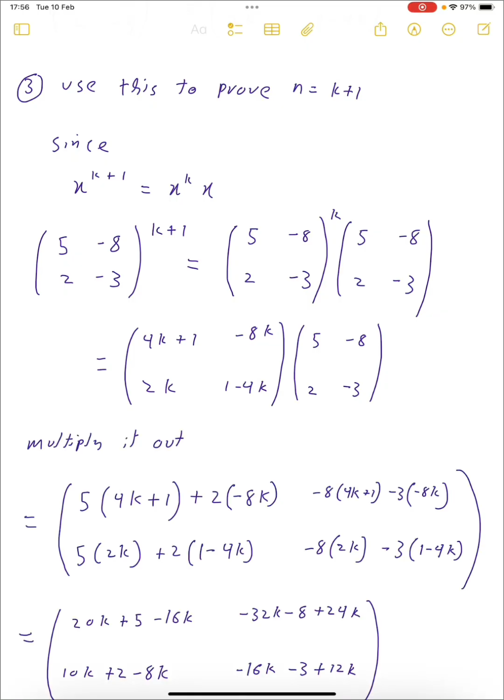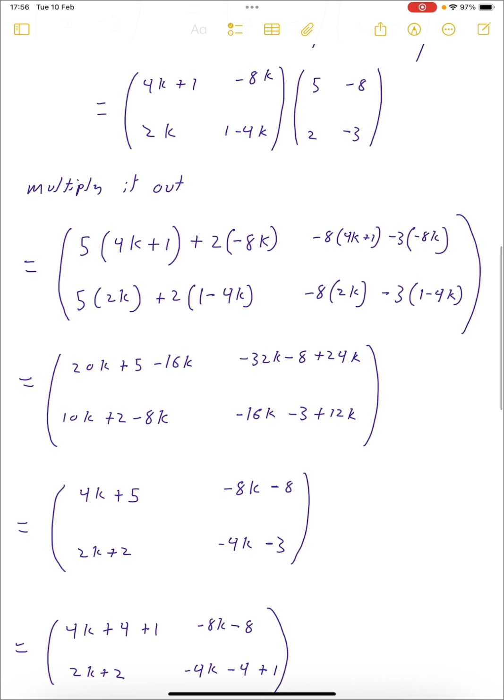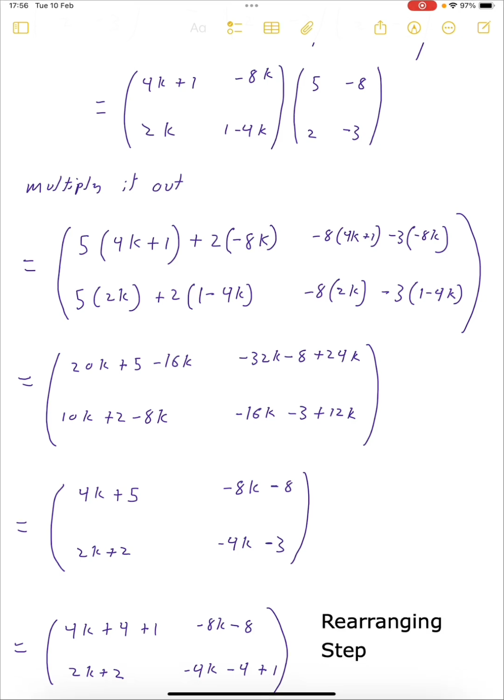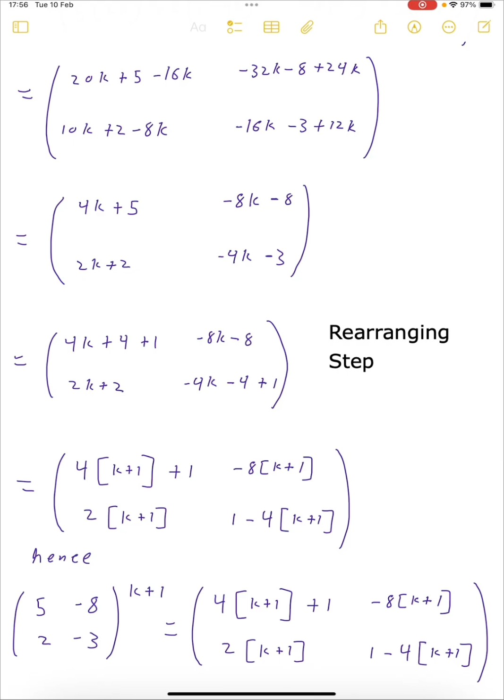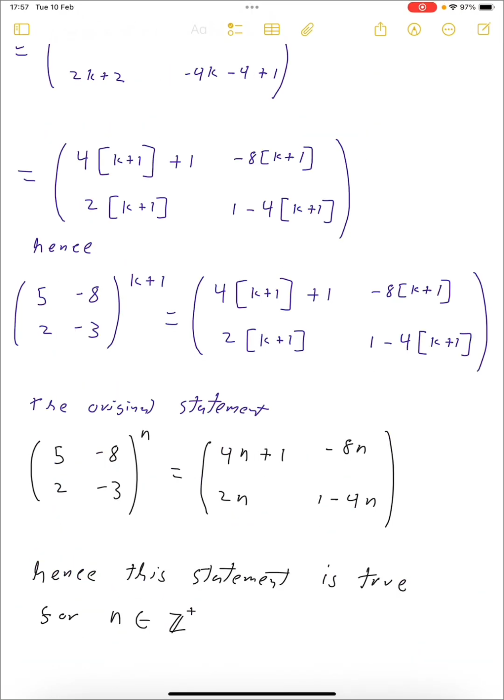And simply we can multiply this out. Once we've done that, we can now rearrange it to the original matrix form, where n is now k plus 1. If we can rearrange that, we have proved it, as the relationship holds for k plus 1. And as so, we have proved it. Hence, the statement is true for all positive integers.